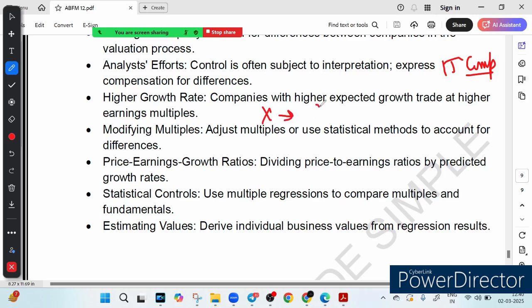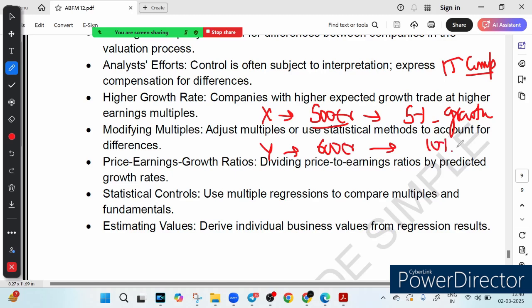Company X is valued at 500 crore and is growing at 5% per year. Company Y is valued at 600 crore and is growing at 10% per year. So even if their current earnings are the same, company Y has a higher valuation due to better growth potential. To compare fairly, we must adjust company X's valuation upward or company Y's valuation downward based on their difference. The final takeaway is that valuation is not just about comparing numbers, it is about adjusting for differences. Whatever difference is there, we should adjust it.